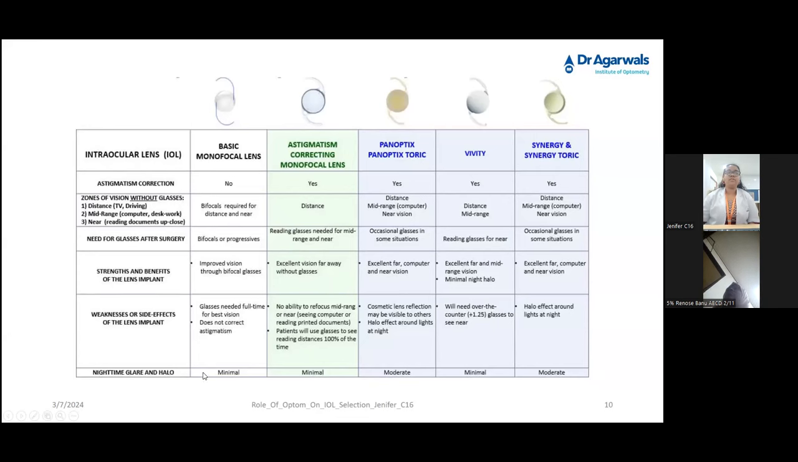Nighttime glare and halos: in basic monofocal lens, there is a minimal amount. In astigmatism correcting monofocal lens, minimal. Vivity is also minimal, but Panoptix and Panoptix Toric, Synergy and Synergy Toric are moderate.